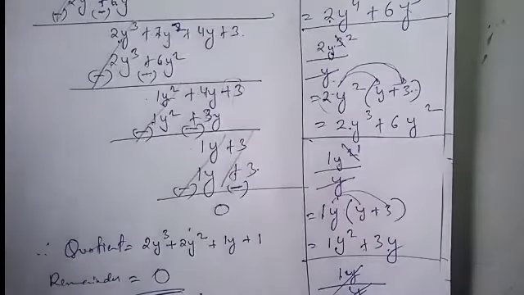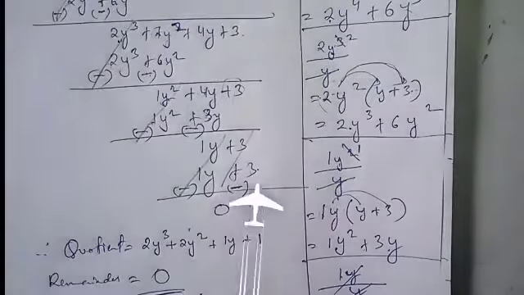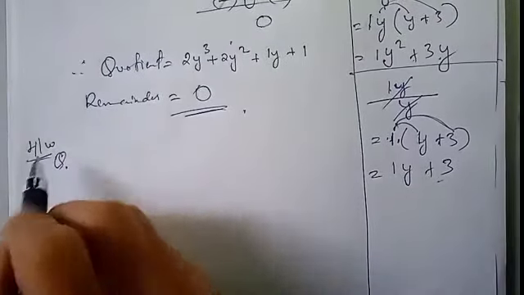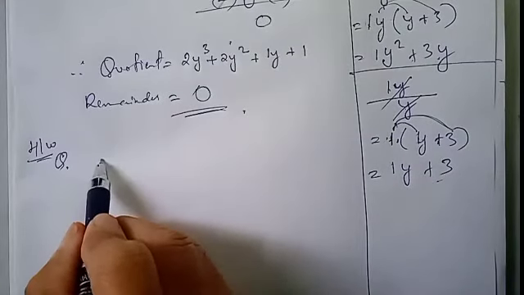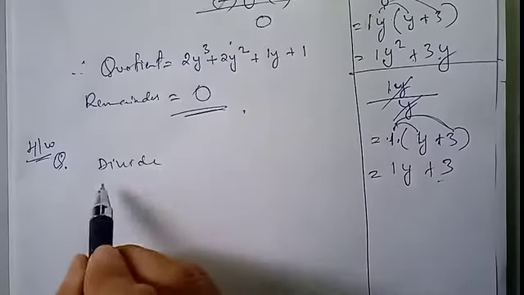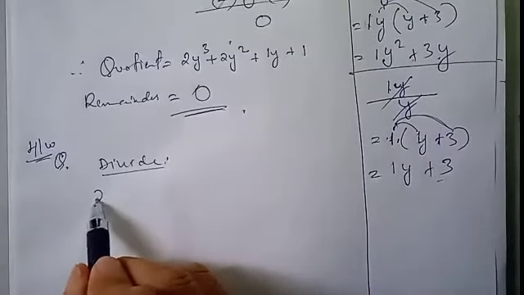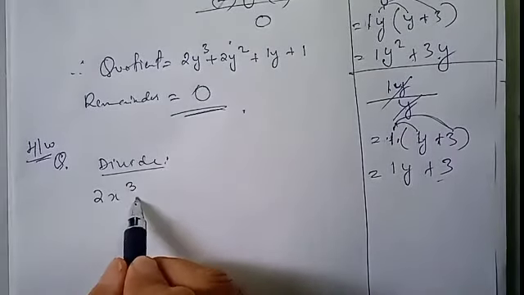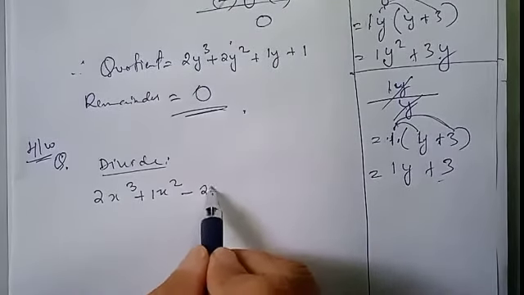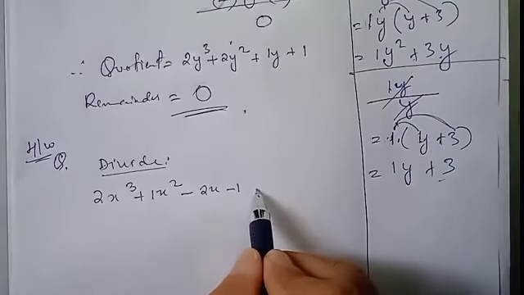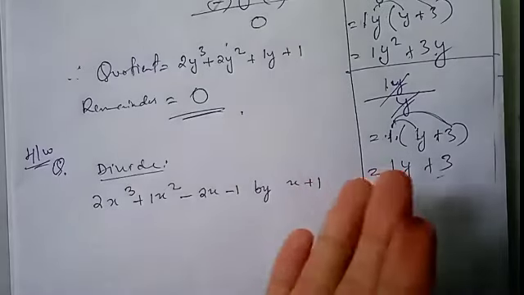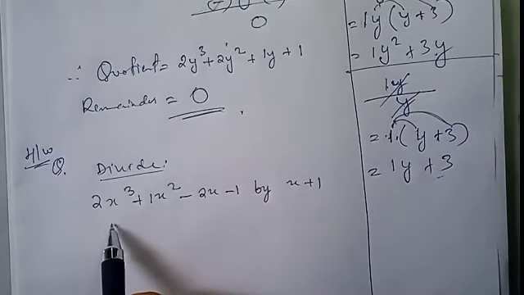Okay, this is the end of this chapter. Okay, let's take only this much. Okay, you please try this question. This is out of the textbook. Divide 2x to the power 3 plus 1x squared minus 2x minus 1 by x plus 1. Okay, you please follow the same steps and try this question.